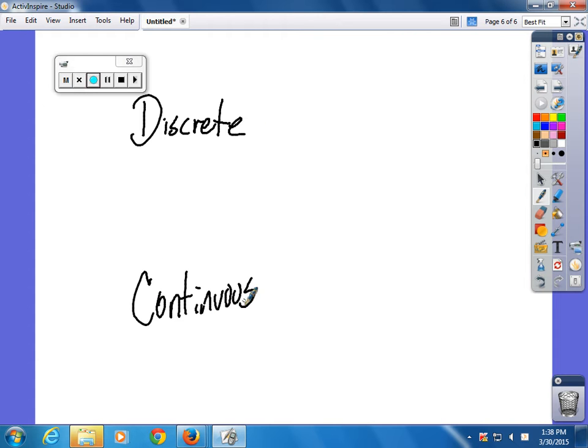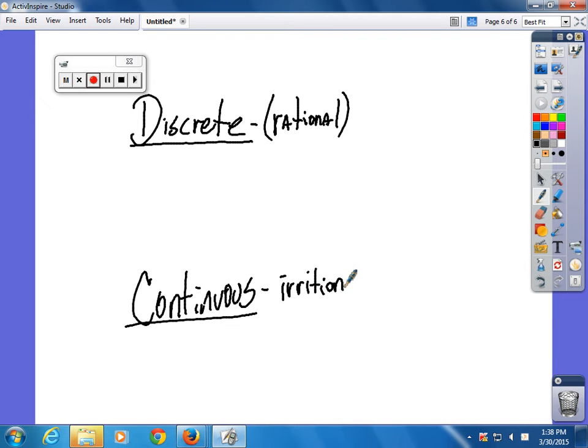Now I have a very special way of showing y'all the difference between discrete and continuous data. And it goes back to your elementary school days. Rational and irrational. So those of you that have a calculator or a calculator app on your phone, go ahead and get it out. We're going to use it today.